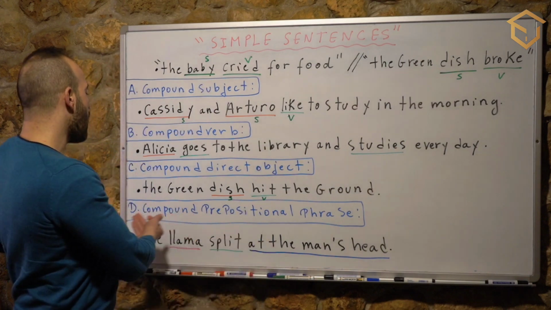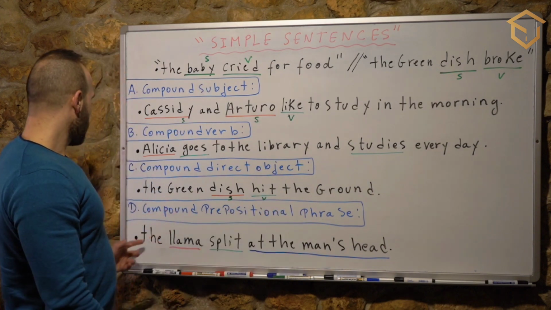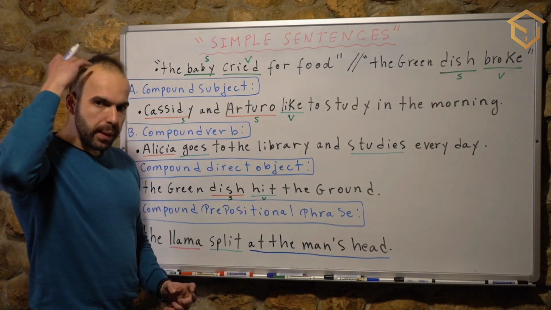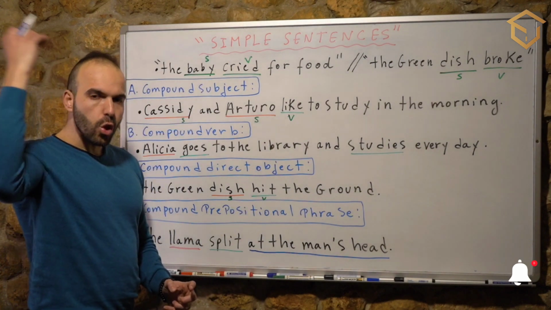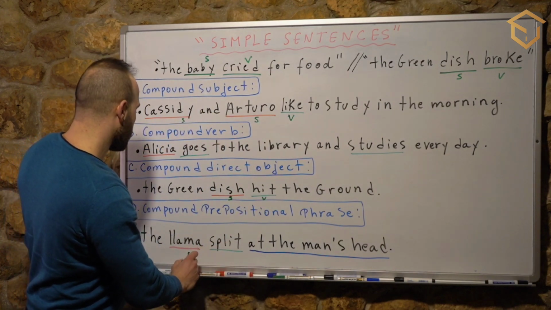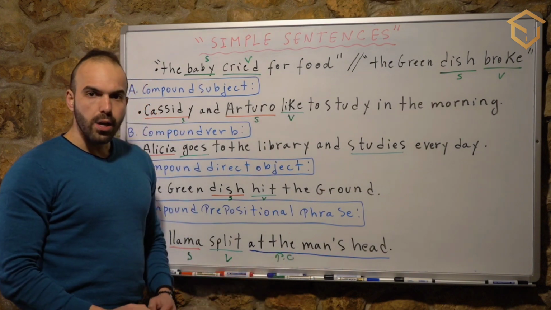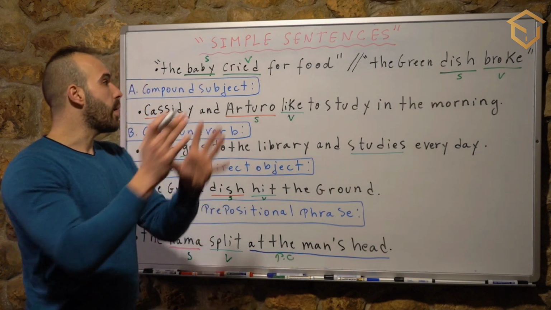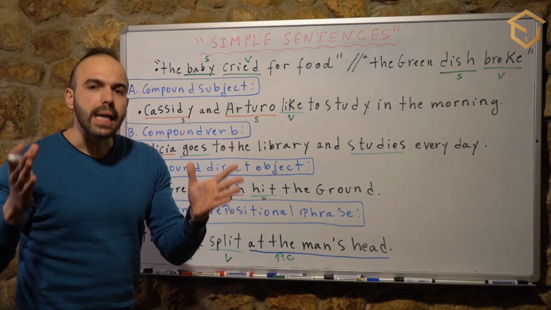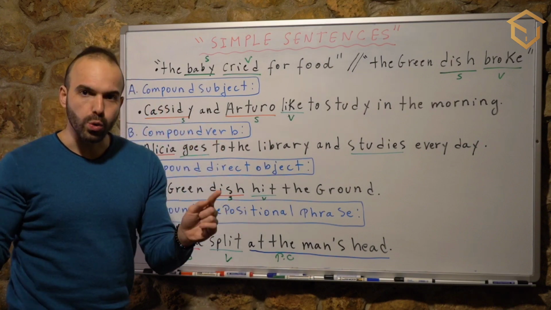Okay? Then the last type here, compound prepositional phrase. The llama spit at the man's head. So it spit at the man's head. So one single thought, and that's about the llama. So the llama is the subject, and spit is the verb, and that's the prepositional phrase. Okay? So as you can see, it's very easy to identify this type of sentence, which is a simple sentence. So a simple sentence means one single thought. That's it.